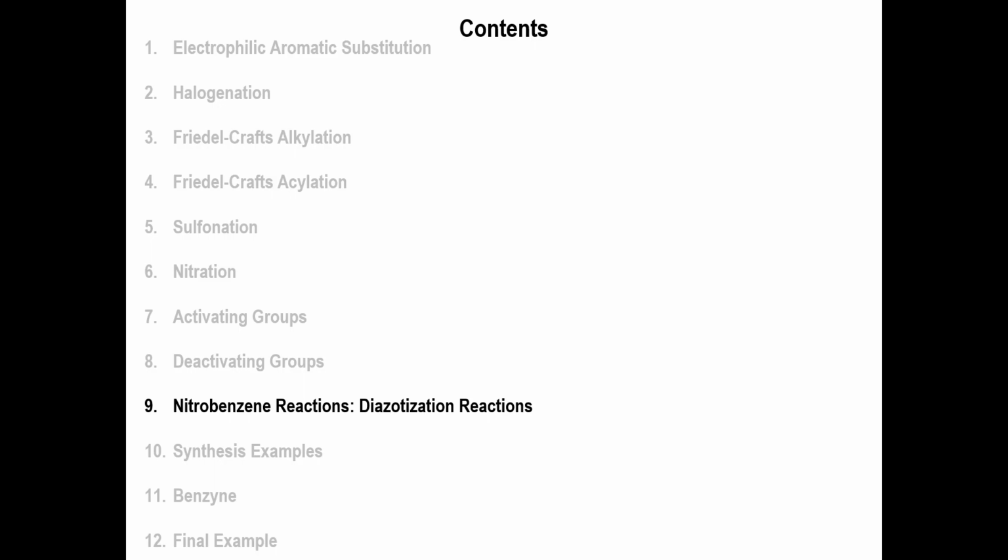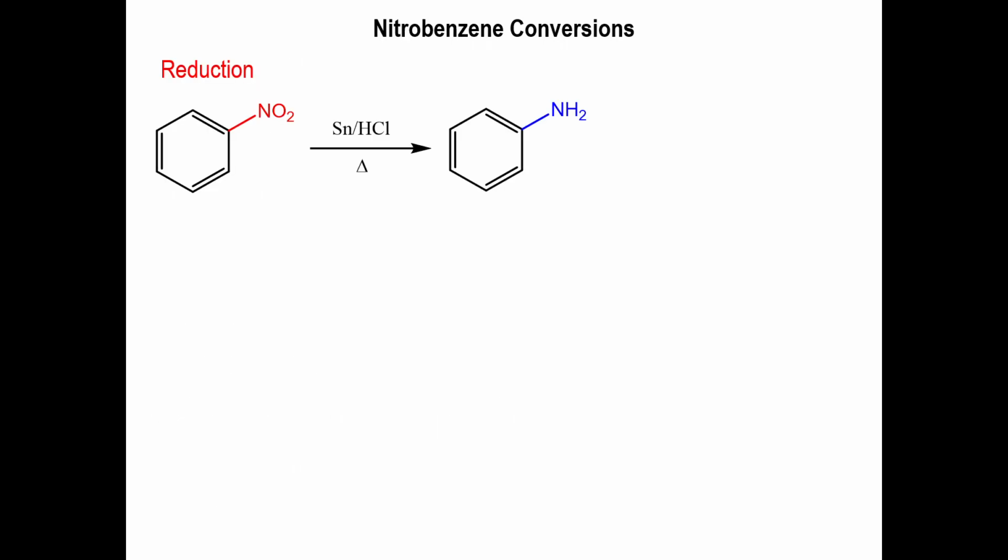Right, welcome back. We're going to now talk about diazotization reactions. All right, so the nitrogen group, once installed on an aromatic ring, has some interesting attributes that can be utilized for synthetic purposes.